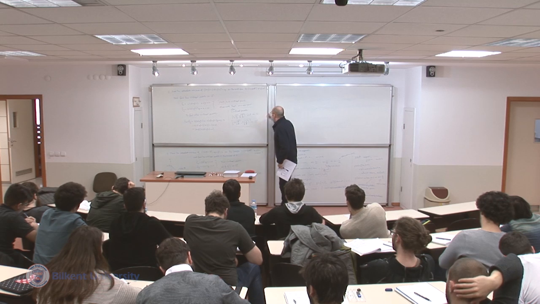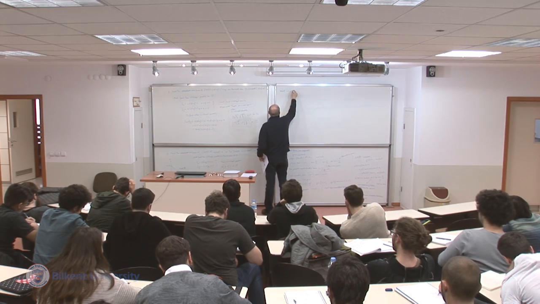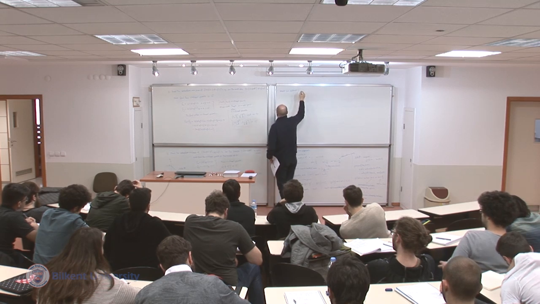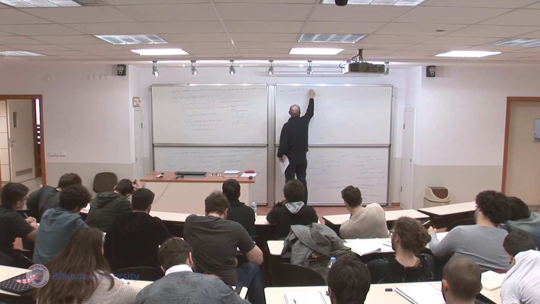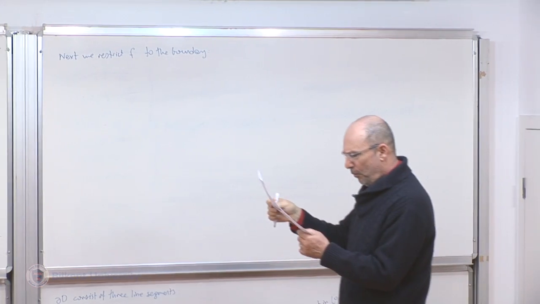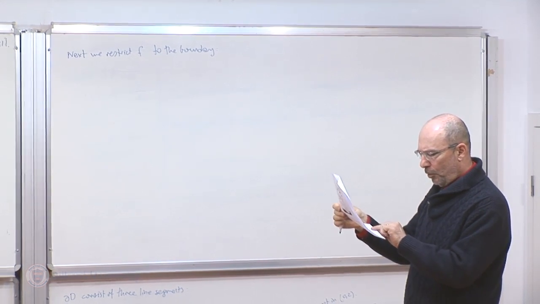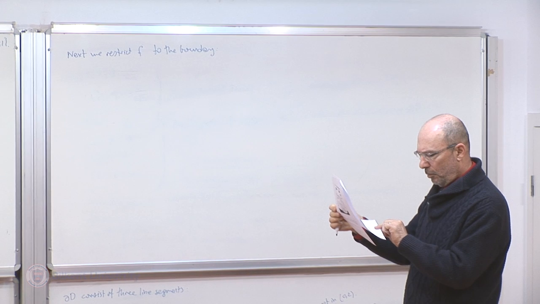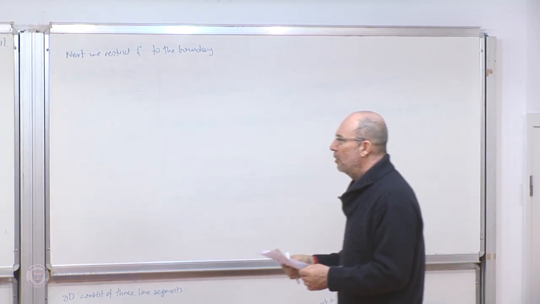Okay. So next, we restrict f to the boundary. Okay, so we thought before we pass there, so I think that's all the critical points. This is the discriminant. I calculated.